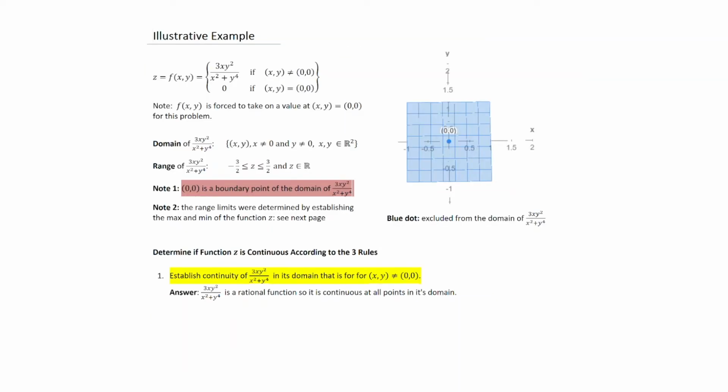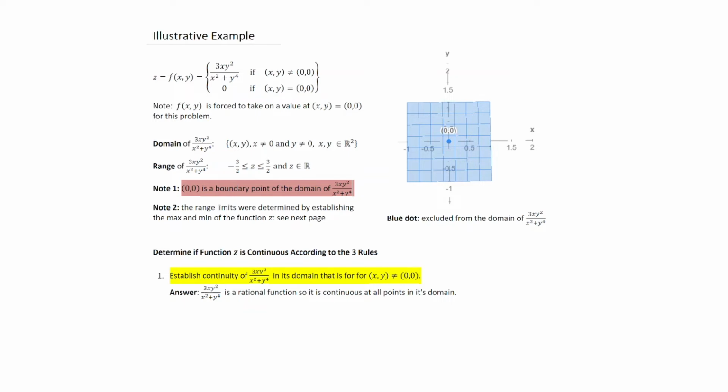All right, so let's work through an example. You're given the following function: 3xy squared divided by x squared plus y to the power 4, as long as we don't consider the point (x, y) equals (0, 0). On the other hand, to make sure that the function actually has a value at (0, 0), in this particular example, we're imposing the condition that it take on the value 0. It doesn't have to, but we've done it for this particular example.